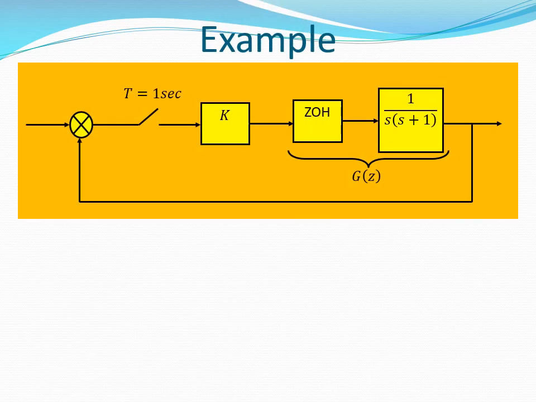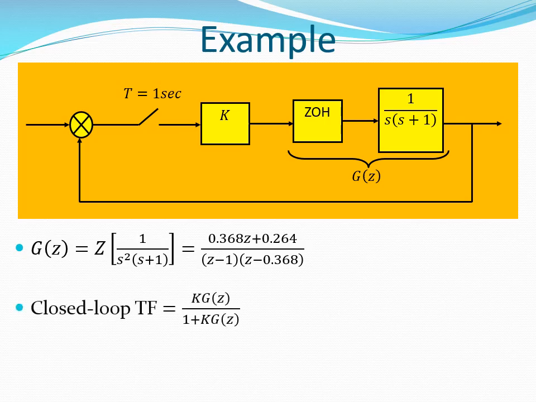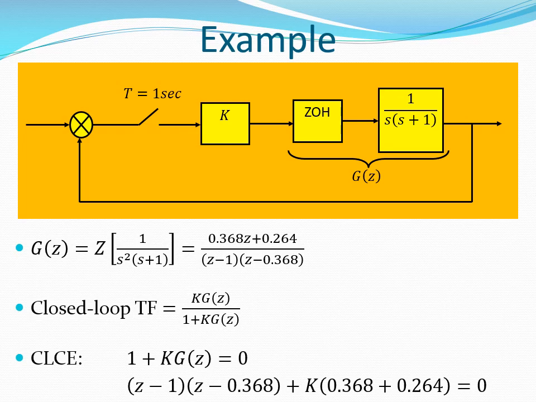Let's illustrate using an example. In the diagram, G(z) is the TF of the process preceded by a zero-order hold DAC. G(z) works out as (0.368Z plus 0.264) over (Z minus 1)(Z minus 0.368). The closed loop TF is KG(z) over 1 plus KG(z). The closed loop characteristic equation is 1 plus KG(z) equals 0. If we substitute for G(z), we obtain the equation as (Z minus 1)(Z minus 0.368) plus K(0.368Z plus 0.264) equals 0.